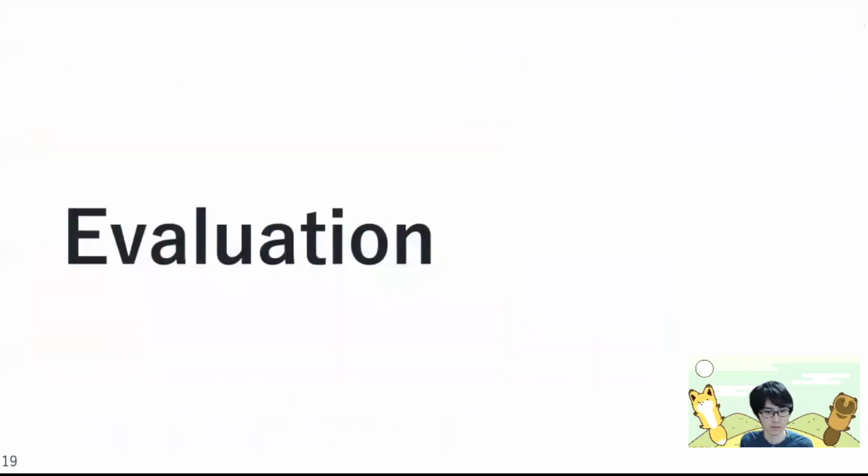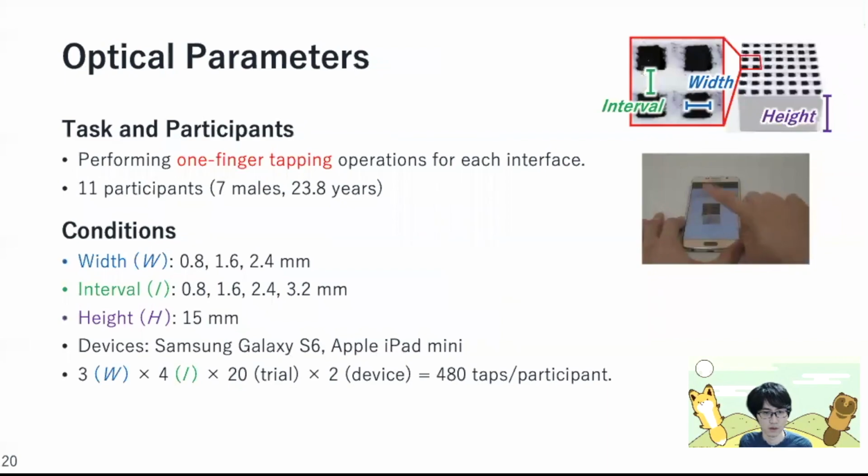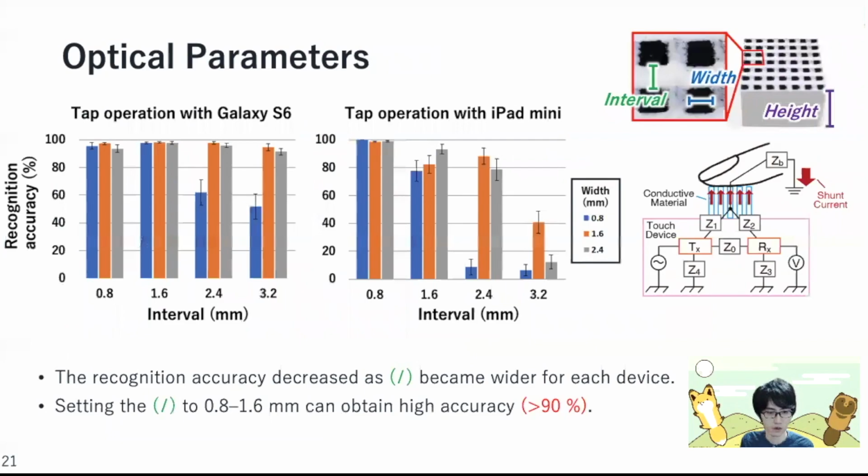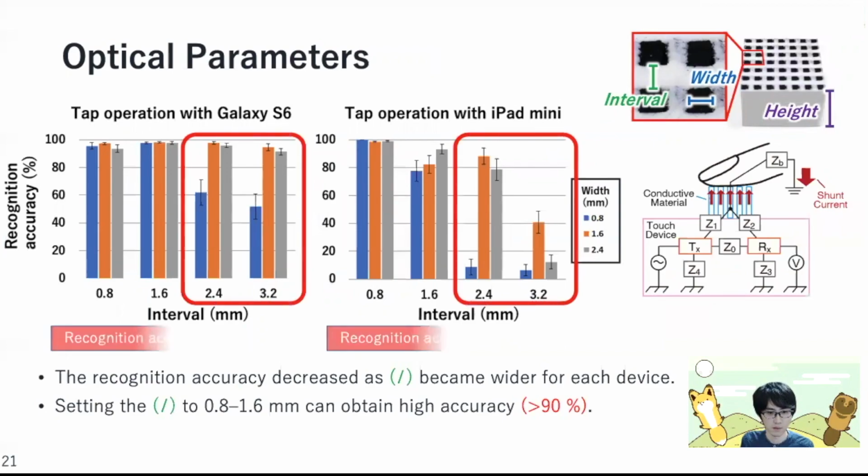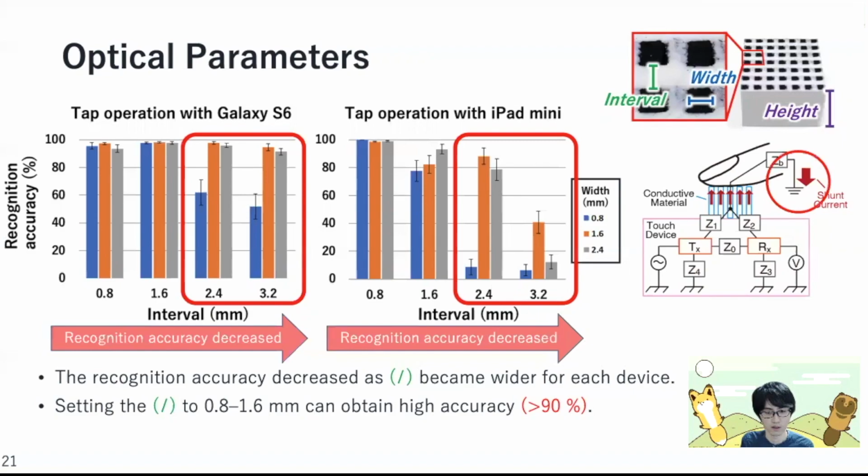Next, evaluation. Firstly, we evaluated the recognition accuracy of the one-finger touch operation with varied width and interval conditions. We confirmed that the accuracy decreased as the interval became wider. This was because for the wider interval, fewer conductive parts are grounded for finger touch, and sufficient current did not flow to the ground.